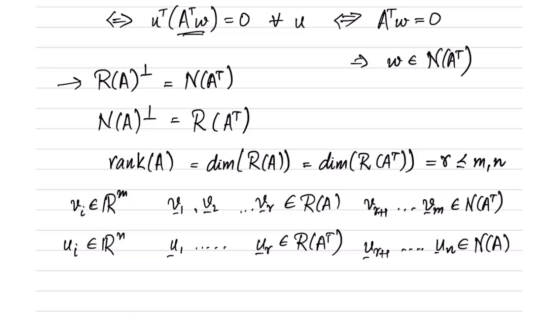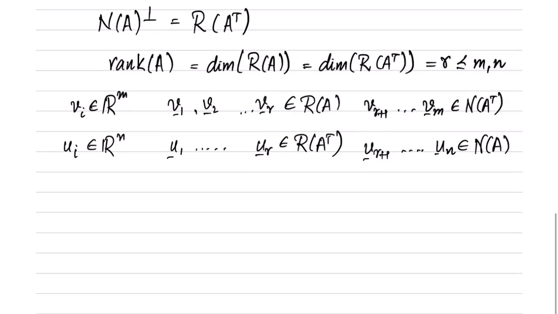So if there is an n dimensional space, there are n orthogonal basis vectors. R of them would belong to the range space of A, and the remaining would belong to the null space of A transpose. Similarly, R of the vectors in the n dimensional space would belong to the range space of A transpose, and the remaining would belong to the null space of A. So this brings us to the singular value decomposition.